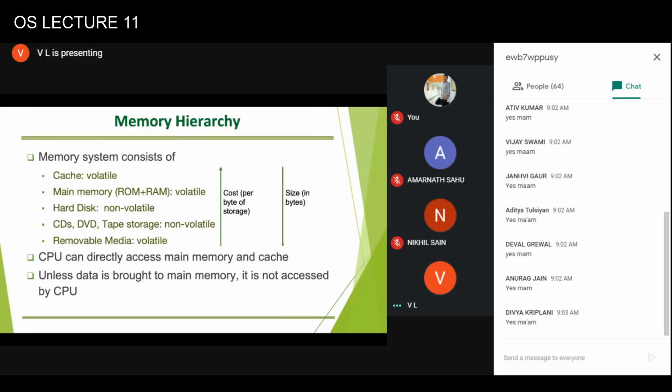If you look at this scenario, cost will increase, and speed and size change too. Speed will also increase from this to this. Cache would be the fastest, and that's why it is the costliest, most expensive. Cache memory resides between main memory and CPU, and it is used as a buffer. If the CPU is accessing something very frequently, and if it is available in the cache, then it can improve the access time of your memory system. Cache and main memory are volatile, and hard disk is non-volatile.